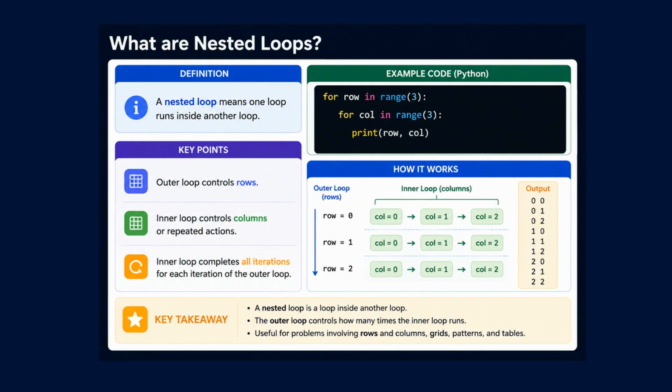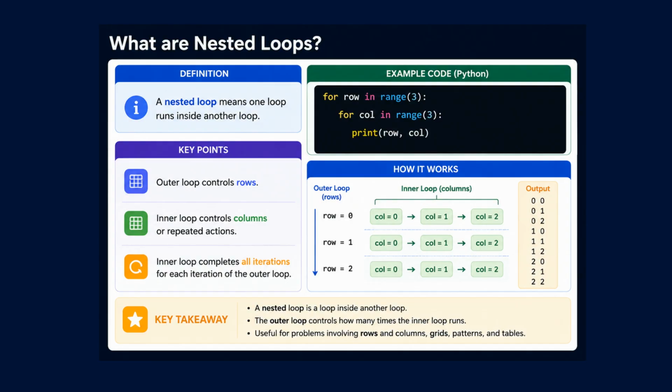Here, the outer loop controls the rows. The inner loop controls the columns, or repeated actions. When the outer loop starts with row 0, the inner loop runs completely. So the output becomes 0, 0, 0, 1, 0, 2.